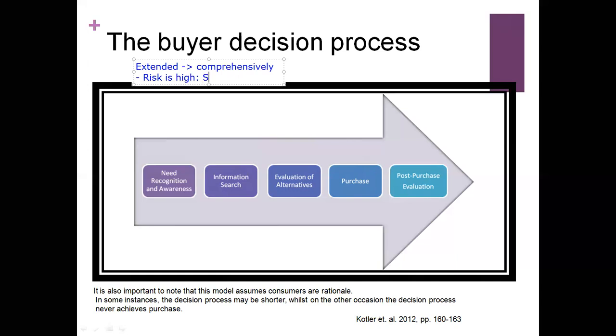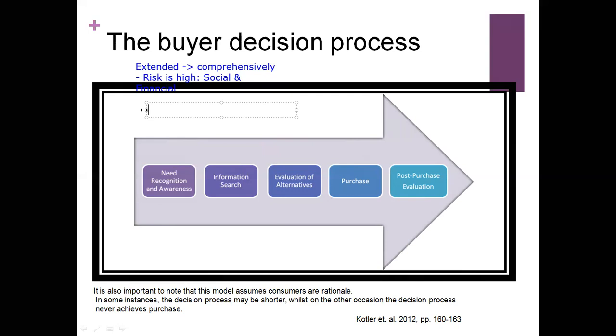What risk do we talk about? It includes the social risk and financial risk. If their purchase gives them high risk, then they will review every single stage here. A car, for instance, is an example. Buying a house is another example. They are aware of the problem, they do research, and they go on until they make their purchase and post-purchase evaluation.